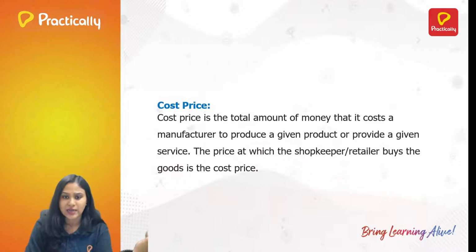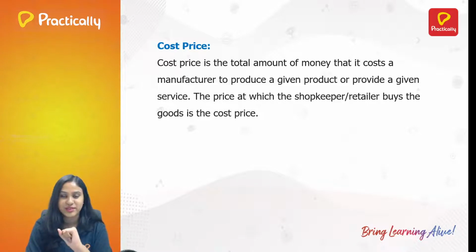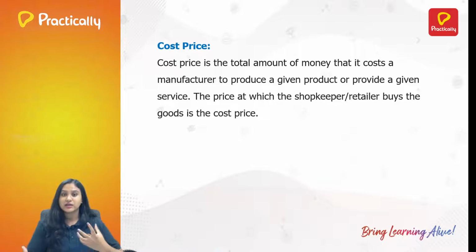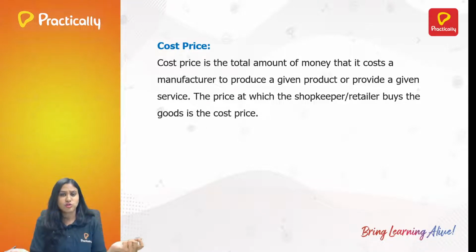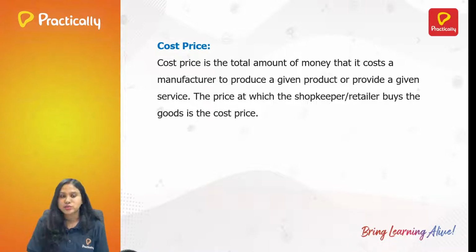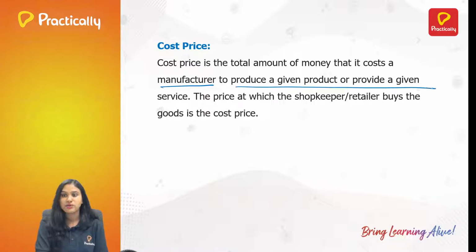So we all know who Daniel is, correct? We introduced him in the first class. We will continue the story of Daniel and see whether he made a profit or a loss, and by how much. So cost price, what is cost price? I'm just revising this. Cost price is the total amount of money that it costs a manufacturer to produce a given product or provide a given service. The price at which the shopkeeper or retailer buys the goods is known as cost price.